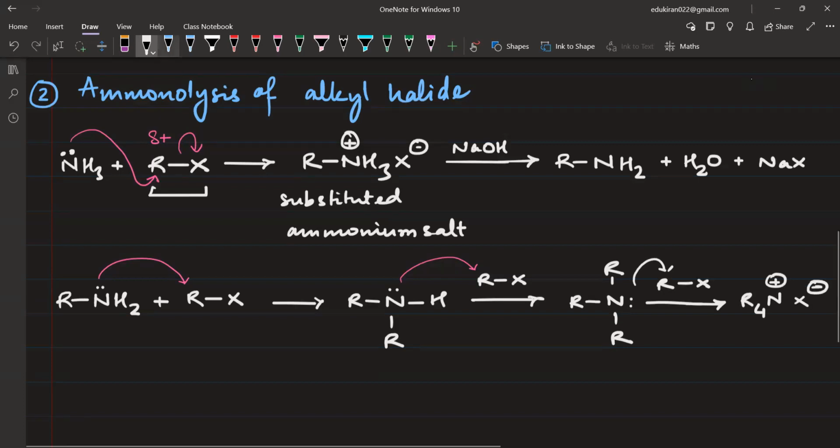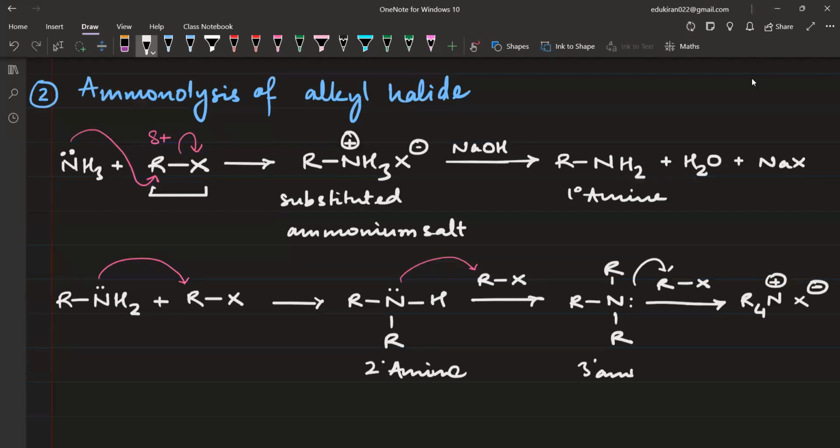Okay. So first of all, what do you get? First of all, we get 1 degree amine. Now this 1 degree amine reacts with alkyl halide, and then you will get some amount of 2 degree amine. Some of the 2 degree amine will attack the alkyl halide and give 3 degree amine. And some of the 3 degree amine will react with alkyl halide once again, and it will give you quaternary ammonium salt. So I am not saying that you will only get quaternary ammonium salt.